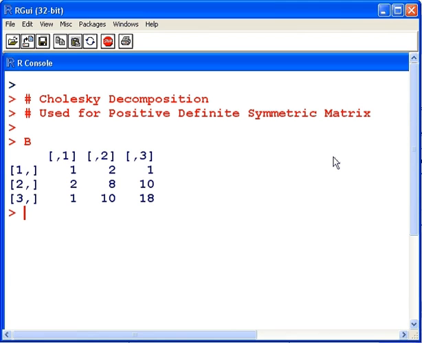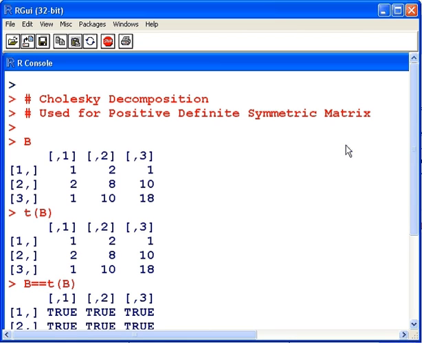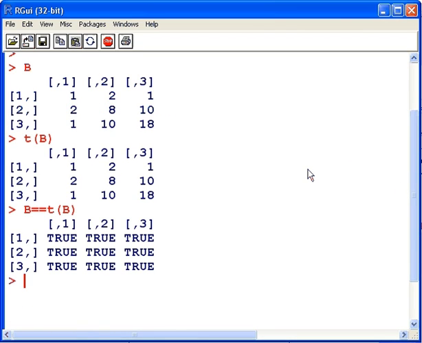I have another example here, B. And I'm going to look at the transpose of B just to demonstrate the idea of a symmetric matrix. B is its own transpose. True. There we have it there.